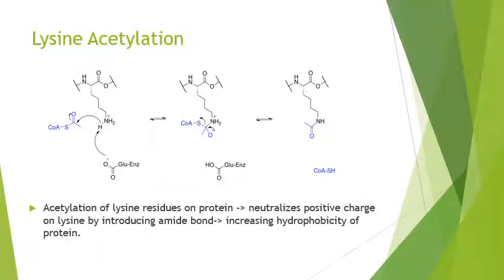The next example is lysine acetylation, as shown, where the acetyl group is transferred to the epsilon amino group of the lysine residue. You can see that the epsilon amino group contains a positive charge. The addition of the acetyl group donated by acetyl-CoA neutralizes the positive charge on the lysine by introducing an amide bond. This increases the hydrophobicity of the protein and at the same time removes the positive charge, reducing its ionic strength.